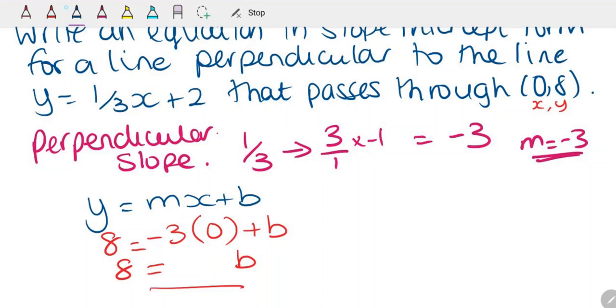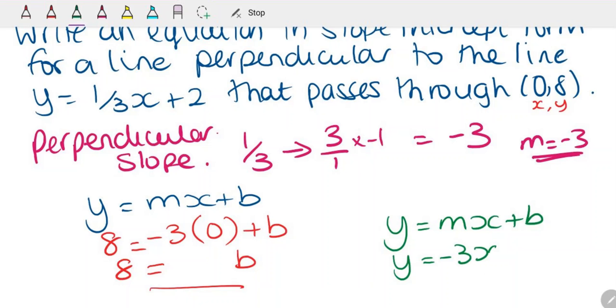So we're going to rewrite that in our equation. So y equals mx plus b. So we know the slope is -3, and we know the intercept is 8. So our final equation in slope-intercept form is -3x plus 8.